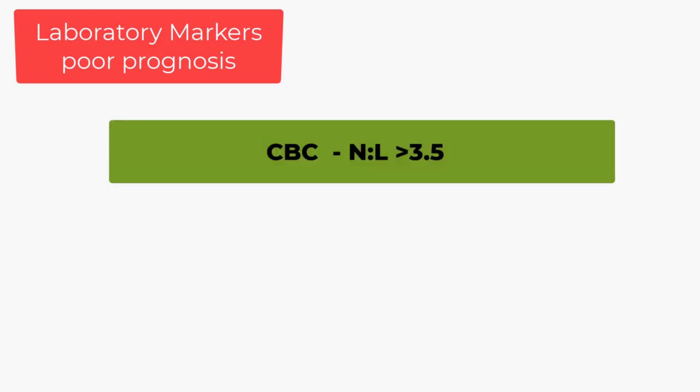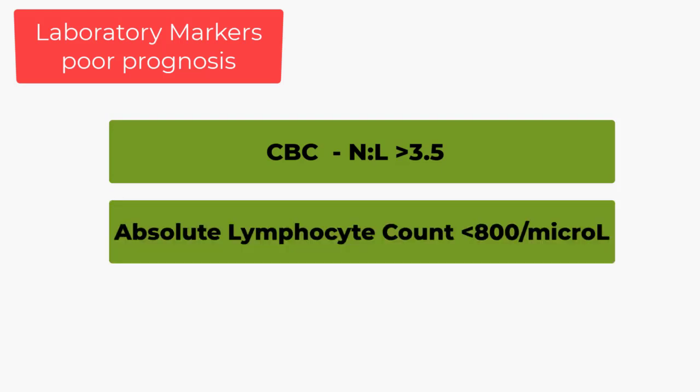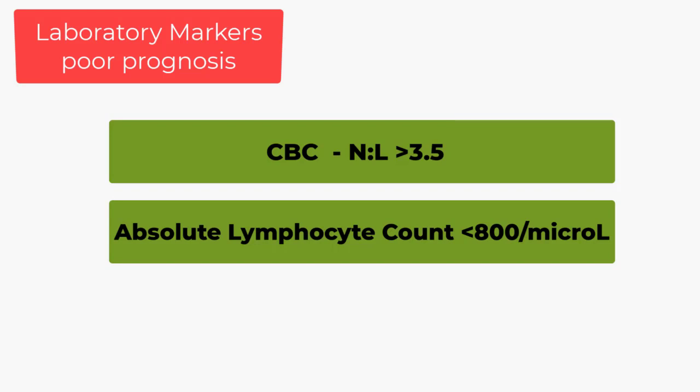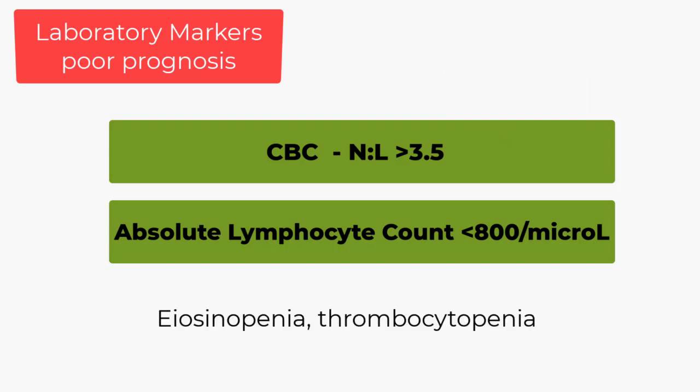In the complete hemogram, a higher neutrophil to lymphocyte ratio and reduction of absolute lymphocyte count is associated with worse outcome. However, with steroids and secondary infections, the neutrophil to lymphocyte ratio also increases. That has to be kept in mind. Other findings like eosinophilia and thrombocytopenia are in some studies associated with poor outcome.